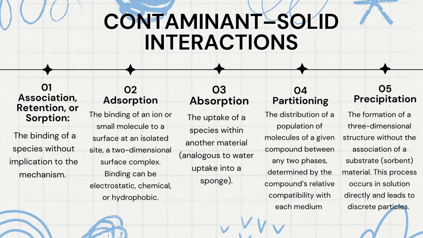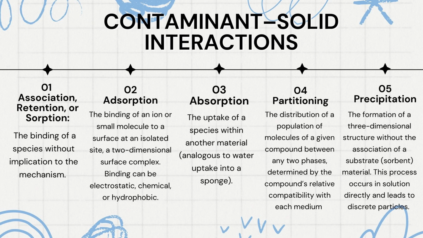Absorption. So proceeding to absorption. Absorption in soil and sediment interaction refers to the process where contaminants are taken up and incorporated into the internal structure of solid particles. It's like the contaminants get absorbed or soaked into the solid material rather than just sticking to the surface. Next is partitioning.